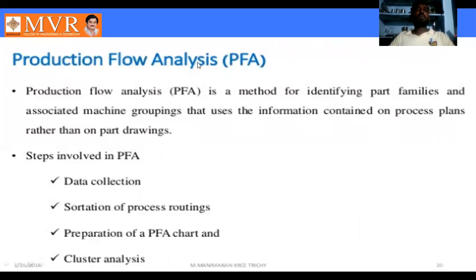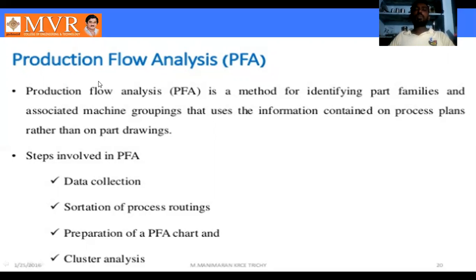Next is production flow analysis. In part families, the third classification is production flow analysis. Production flow analysis is a total analysis of the plant, with big parts and small tools, such as in a tool manufacturing industry.